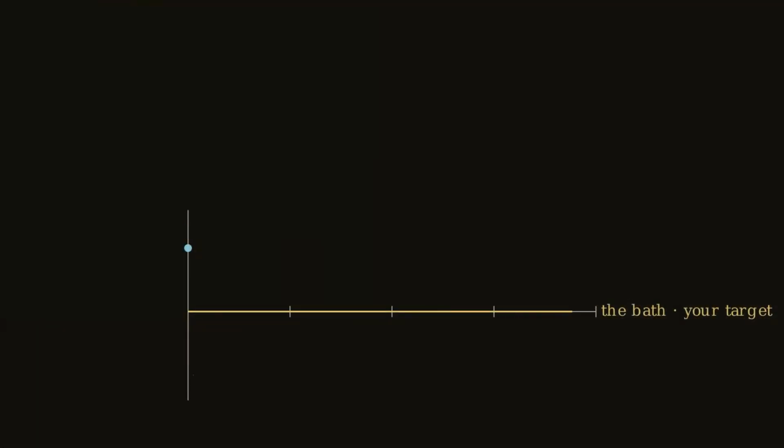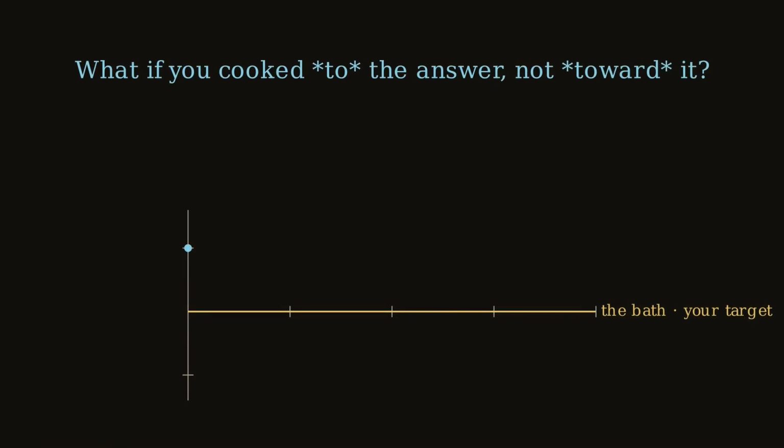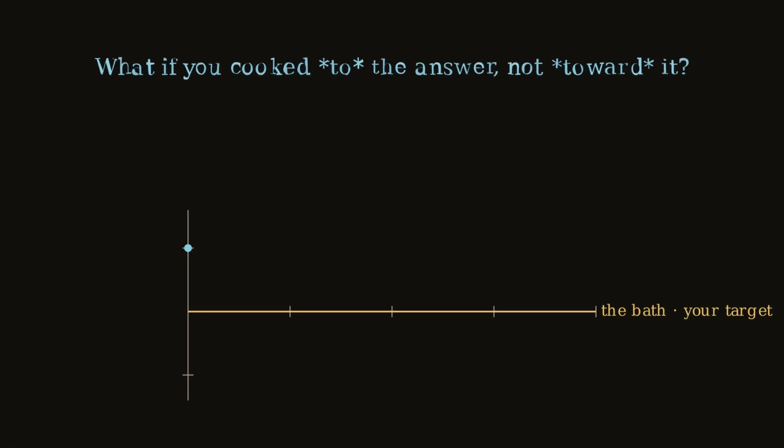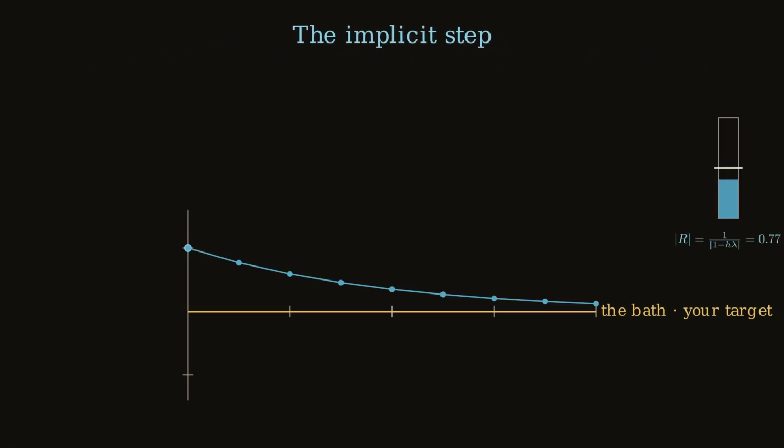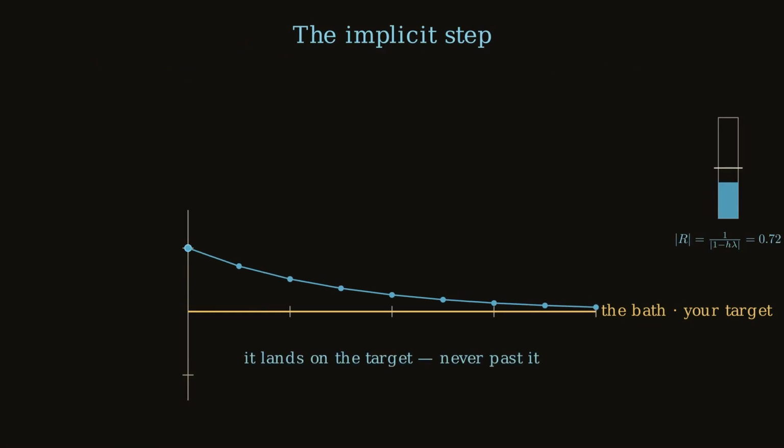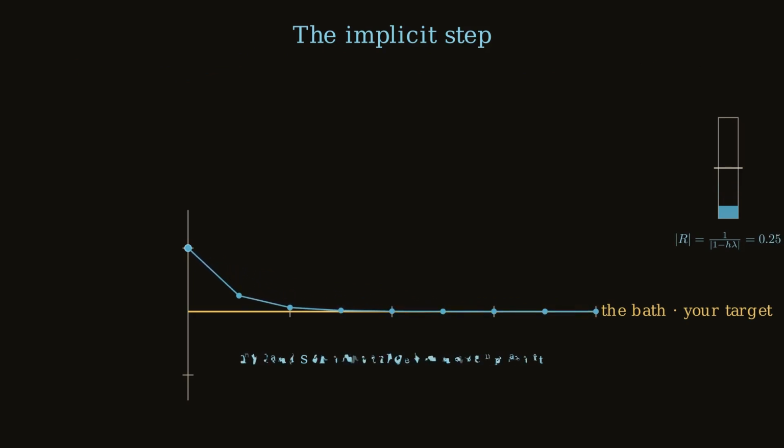That bath is an implicit method, backward Euler. The change is almost too small to see, and it changes everything. Explicit reads the slope where you are. Implicit reads the slope where you're going, at the destination, and finds the step consistent with it. y_next = y_now + h times f, evaluated at y_next. The unknown sits on both sides. The answer is defined by itself.